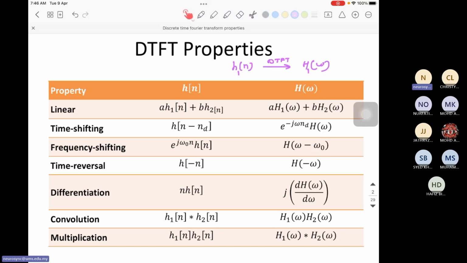Then time reversal. Time reversal means if I have h of minus n, then in the frequency domain it is basically equal to H of minus omega. You can also easily prove this.